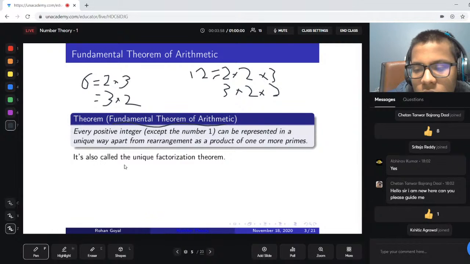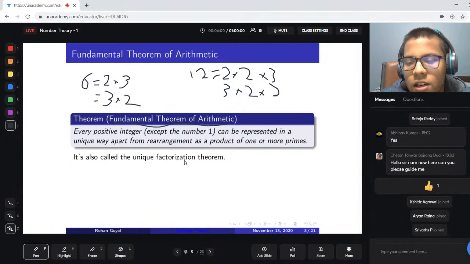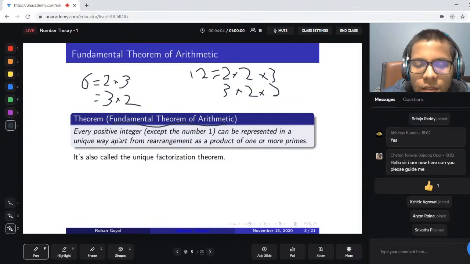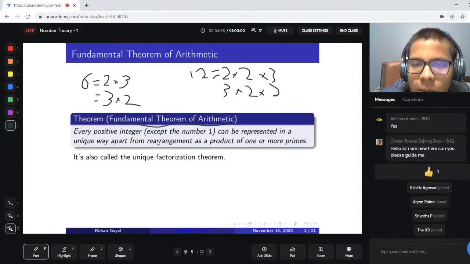And it's also called the unique factorization theorem. You must have learned it in your classes earlier as well. So that is what the fundamental theorem of arithmetic is. Everyone is fine with it? Just give me a thumbs up if it's fine.